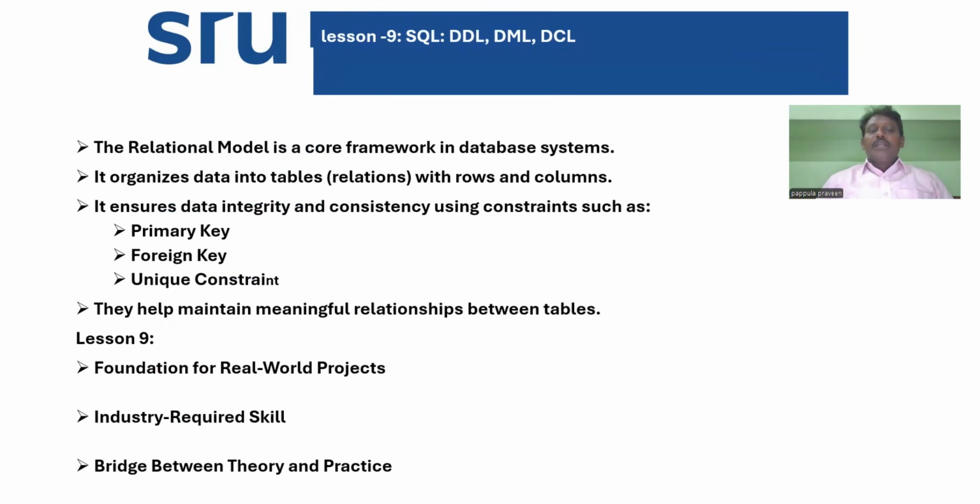Now, the relational model is a model that is a combination of rows and columns. It's a core framework in database systems. It organizes data into tables with rows and columns to ensure data integrity and consistency using constraints such as primary key constraints, foreign key constraints, and unique constraints. They help maintain meaningful relations between tables.